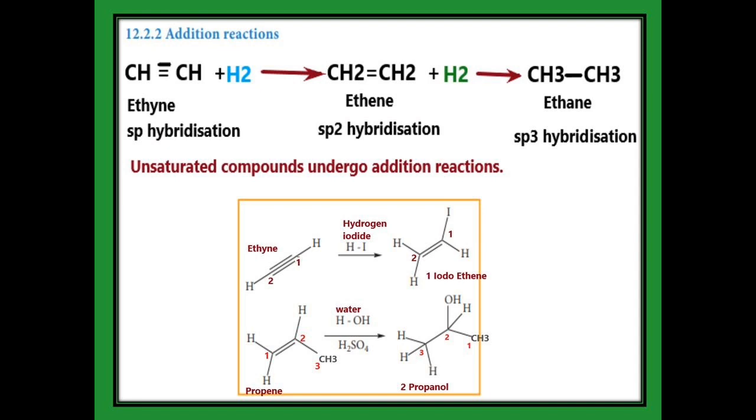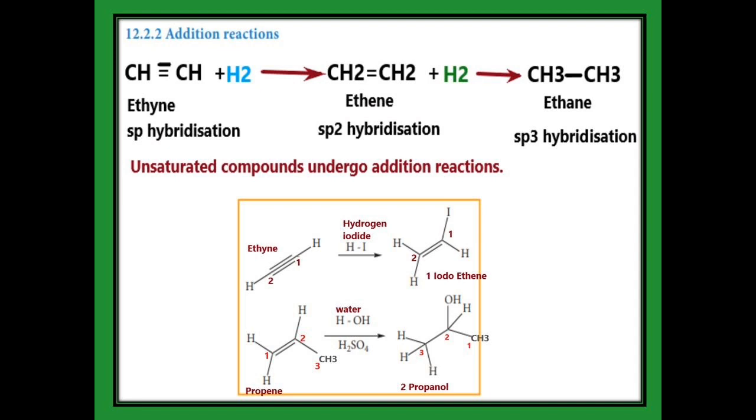Now in the orange color box, the first one, ethine. Ethine contains 2 carbons, the first and second, with a triple bond. So 2 carbons means eth, triple bond means ine. The name of the compound is ethine. When hydrogen iodide is added, one hydrogen is added to the second carbon and iodine is added to the first carbon, we get 1-iodoethene. The triple bond becomes a double bond.